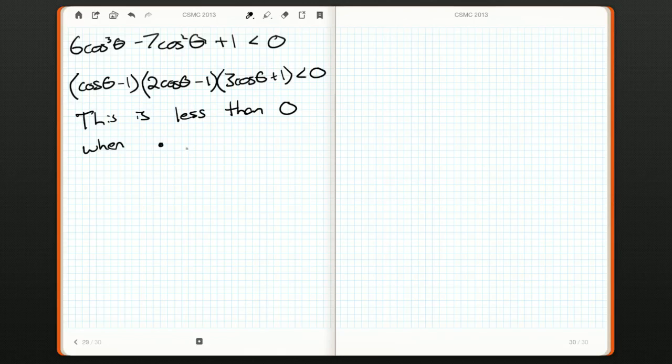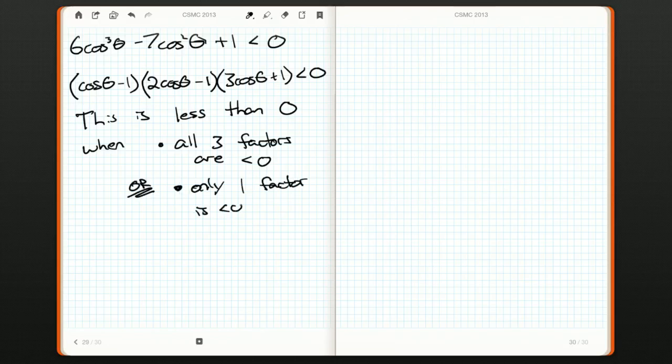So we have two cases. If all of these are negative numbers, then their product is going to be a negative number. Remember, a negative times a negative is a positive, and if you multiply a positive by another negative, we get back to negative. So if all three factors are negative, then the product is going to be negative. Or if one of them is negative and the other two are positive, then the product is going to be negative. Okay?